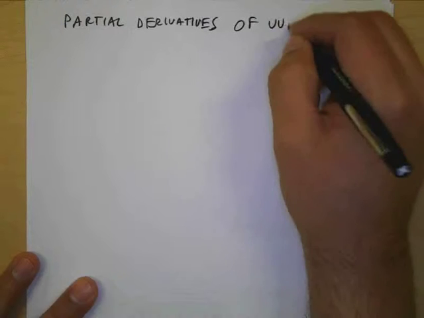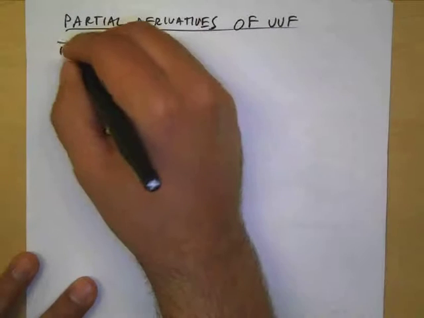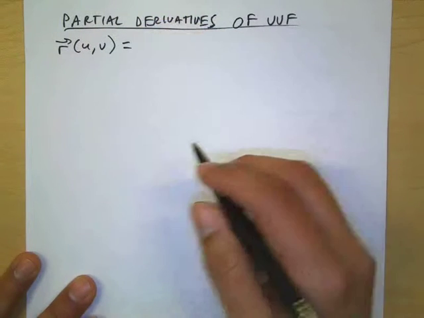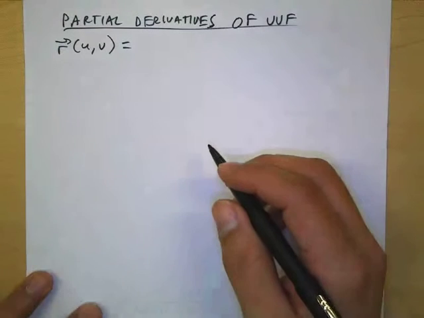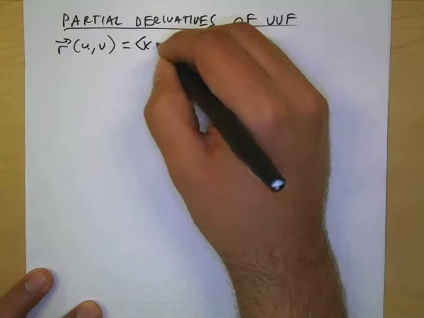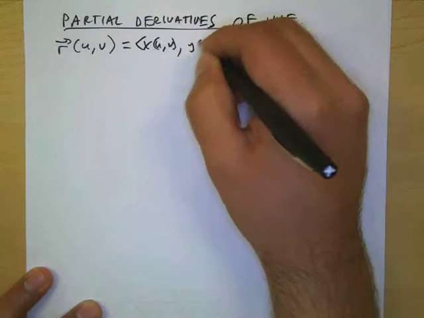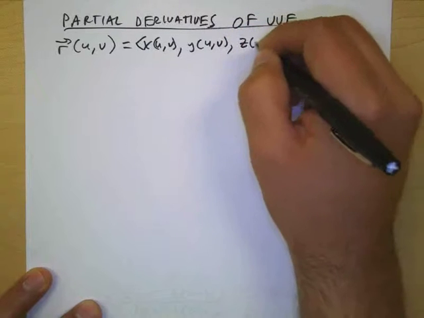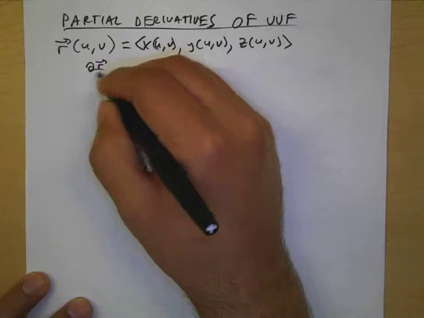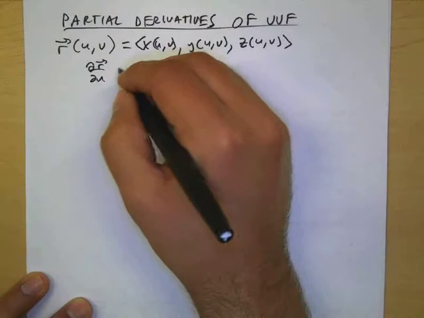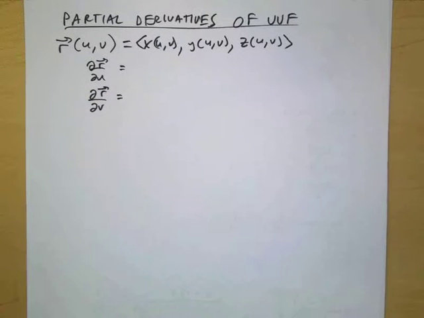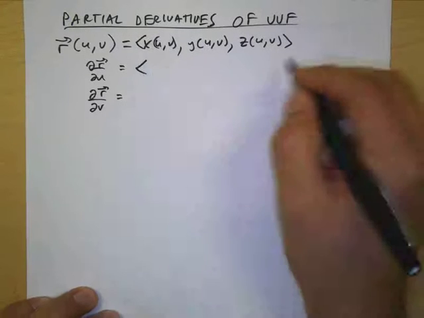Vector valued functions. So we've already talked about r of u,v, how we can define that in terms of x of u,v, y of u,v, and z of u,v. Well, we could also write that as a vector valued function and we can take partial derivatives. And these aren't that complicated. It's exactly what you would expect it to be.